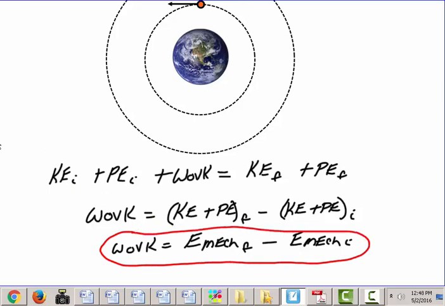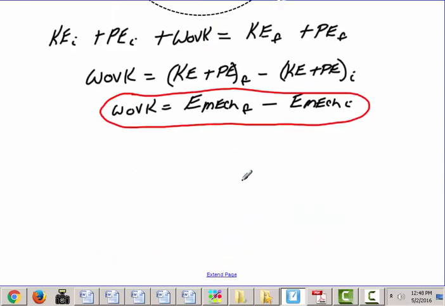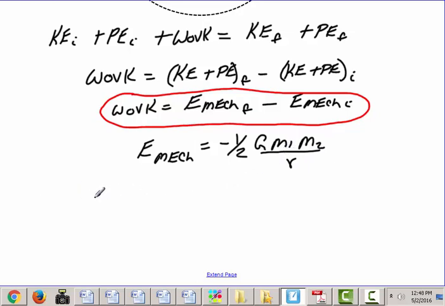Now we know that for an object in orbit, the mechanical energy is equal to minus 1/2 times big G times mass 1 times mass 2 divided by the radius from the center of mass of the larger mass. So I'm going to be using this equation, and I will find out the initial mechanical energy first.